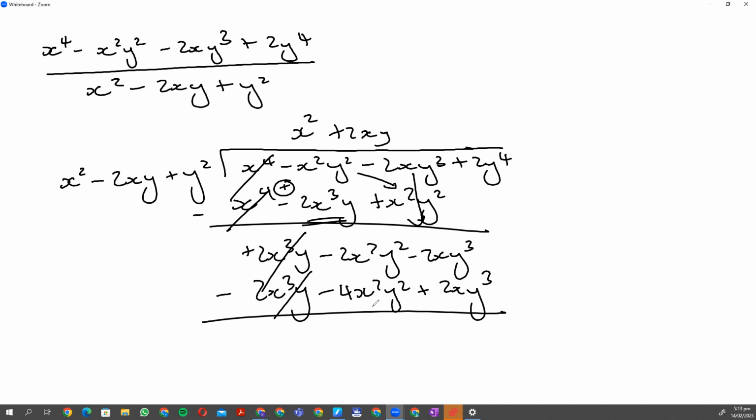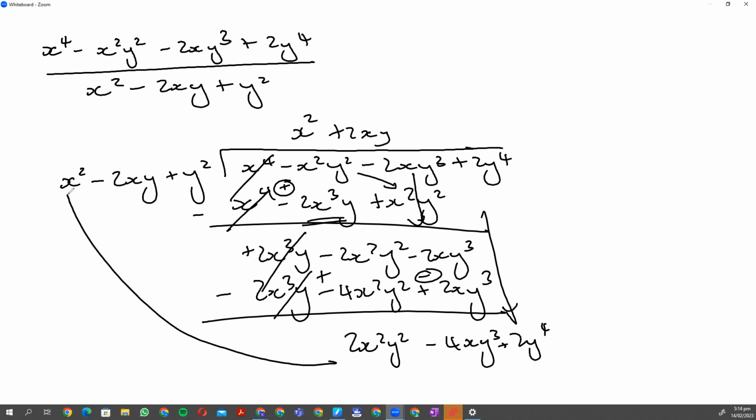And then from there, I've got negative becomes a positive, which is going to be 2x squared y squared. And then that'll be minus 4xy cubed, bringing down the 2y to the power 4 now. And then x squared goes back in there, getting me plus 2y squared. And then 2y squared multiplied by x squared will give you 2x squared y squared.